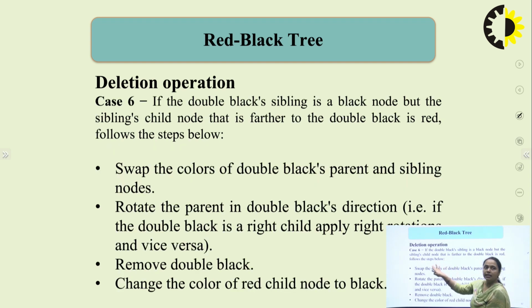And what is case 6? If the double black's sibling is a black node, but the sibling's child node that is far from the double black is red, in that particular case, swap the colors of the double black's parent and sibling nodes. Rotate the parent in the double black's direction. Remove the double black and change the color of the red child node to black. So these are the various cases associated with deletion in a red black tree.